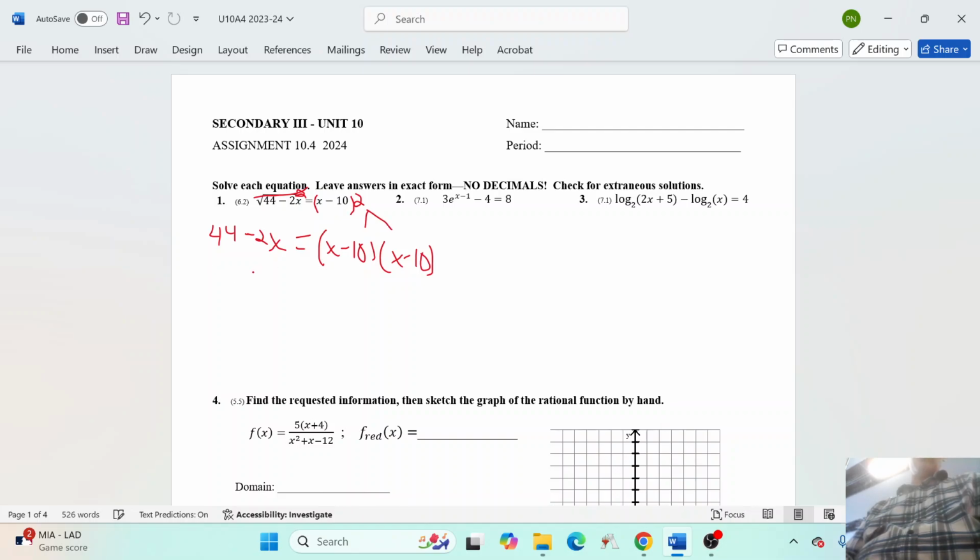So that's going to be x times x is x squared. We get x times negative 10, negative 10x. Negative 10 times x, negative 10x. And negative times a negative is a positive 100, 10 times 10. And then we get x squared minus 20x plus 100.